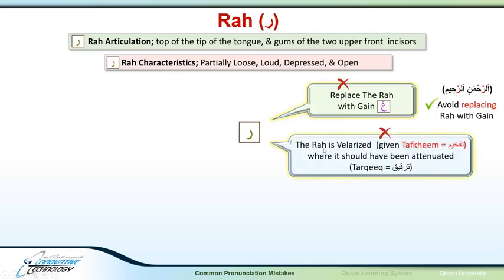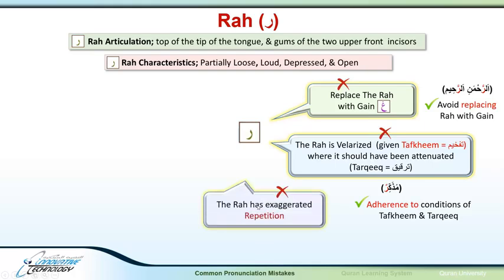Second mistake is velarizing the ra, giving it tafkhim, where it should have been attenuated and given tarqiq. An example of that is مذكر. Tafkhim, velarized, while the right way of pronouncing it is مذكر. So we don't give tafkhim. We have to adhere to the conditions of tafkhim and tarqiq and not velarize the ra in this case.